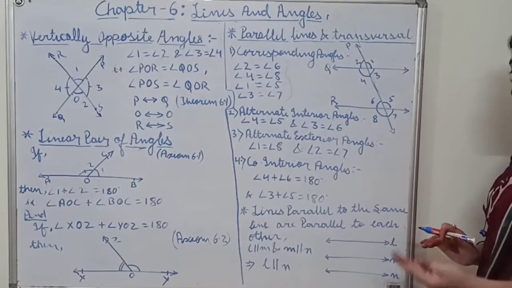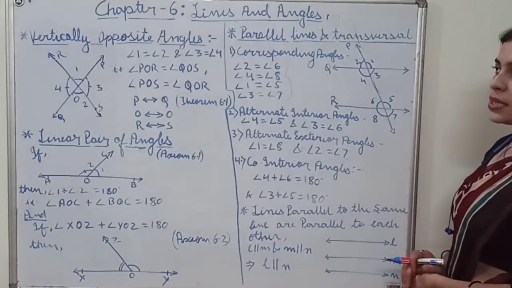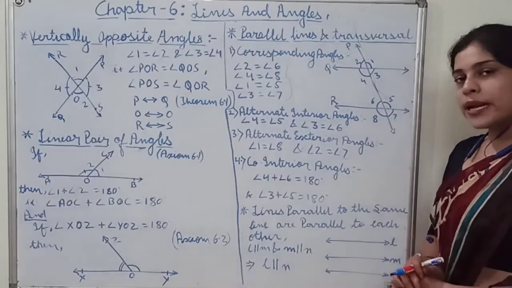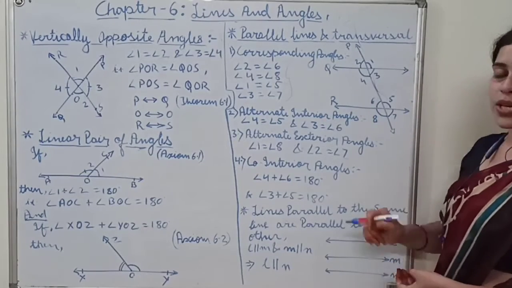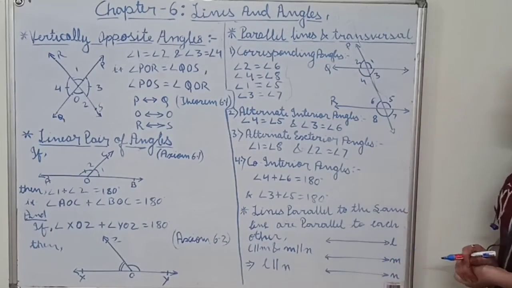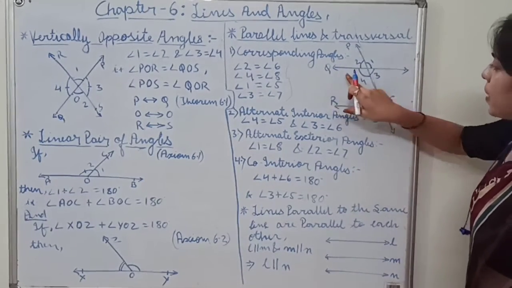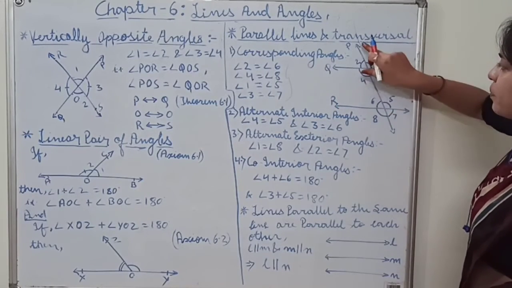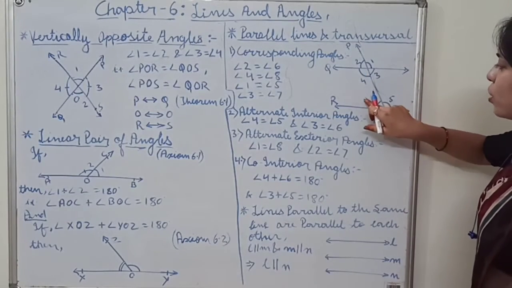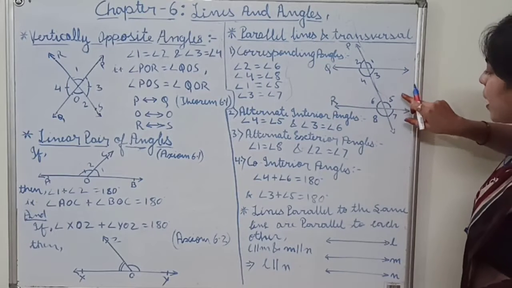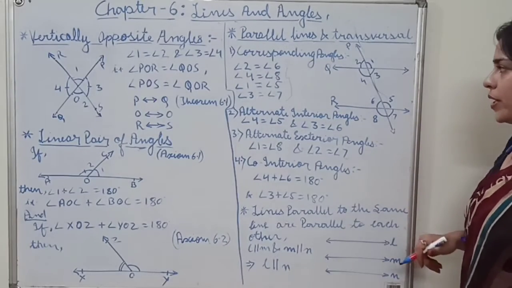And the reverse of this, the opposite of this: if for any given pair of lines and a transversal, alternate exterior angles are equal, then the two or more lines will be parallel to each other. Now co-interior angles. See, Q and R are the lines and P is the transversal. Their co-interior angles will be angle 4 and angle 6, and angle 3 and angle 5. 4 and 6 are co-interior and 3 and 5 are co-interior angles.